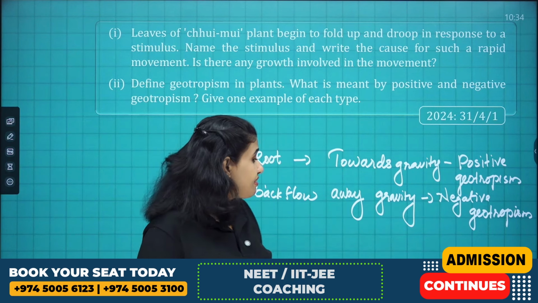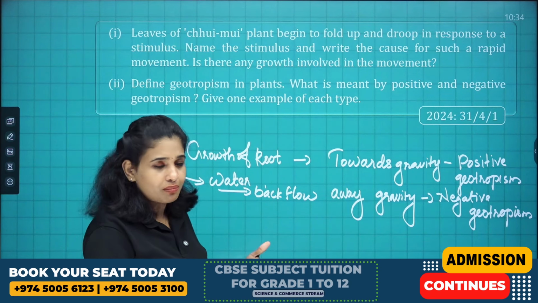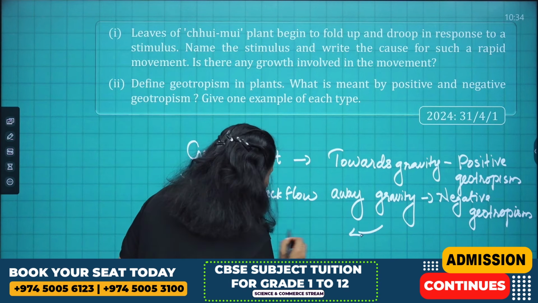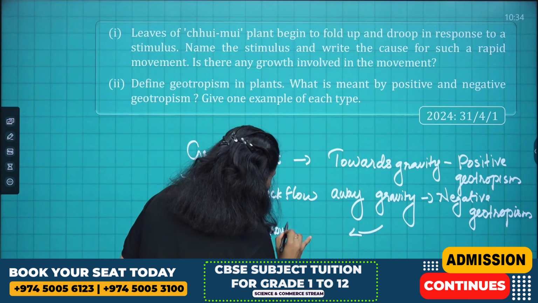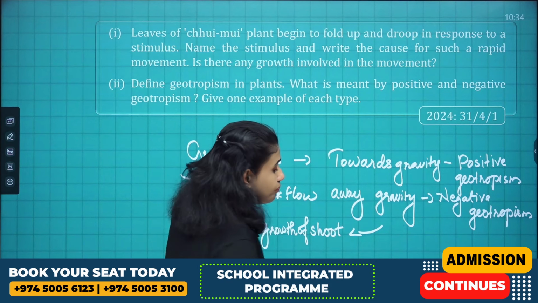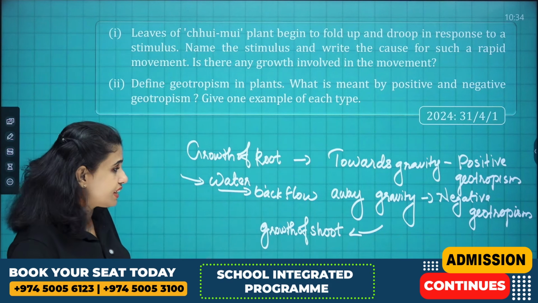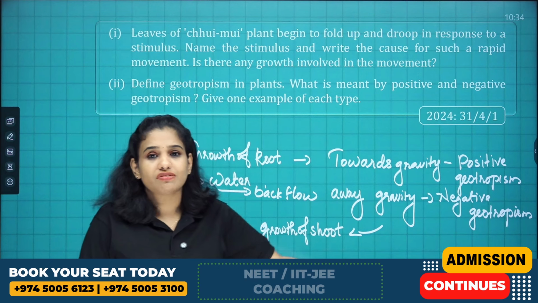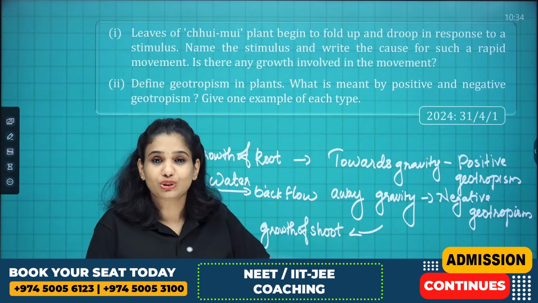And negative geotropism, that means away from Earth's gravity, that is growth of shoot. Growth of shoot or stem is away from gravity, right? So the example for negative geotropism is growth of shoot.